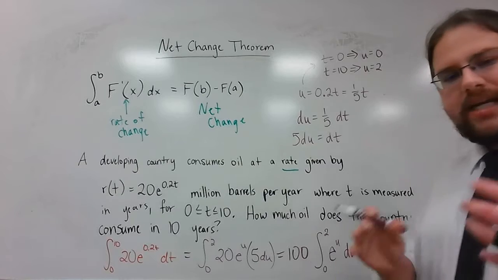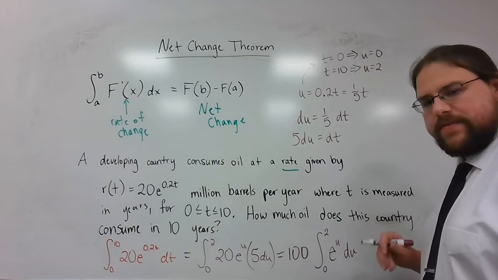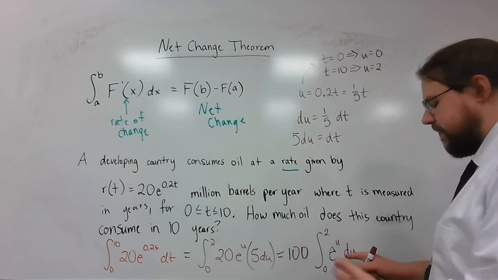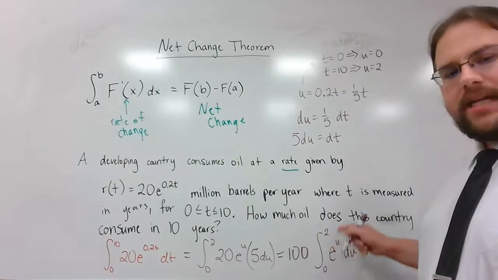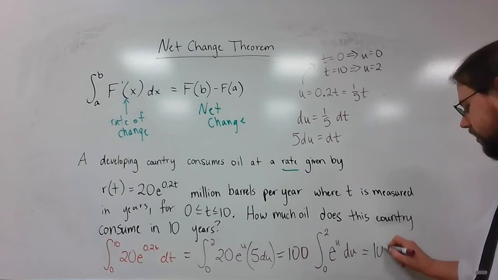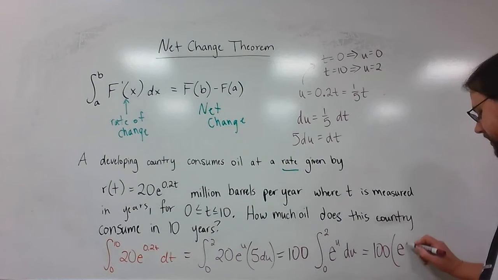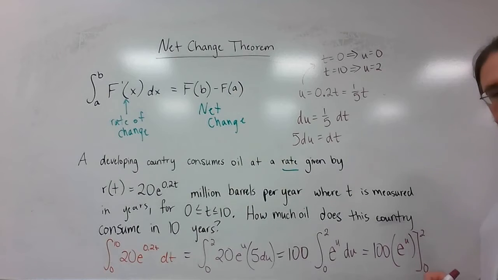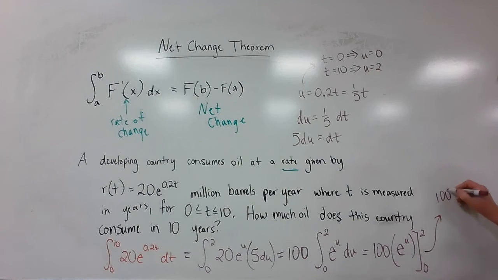Now again, you guys are learning your rules for definite integrals, so if you have an exponential function, e to the whatever, as long as it's just that variable, it's going to stay that variable. So we're going to have 100 times e to the u evaluated from 0 to 2. Now, all I've got to do at this point is plug that stuff in. So we're going to have 100 times e to the second minus e to the 0. E to the 0 is just 1. So we're going to have 100 times e squared minus 100.